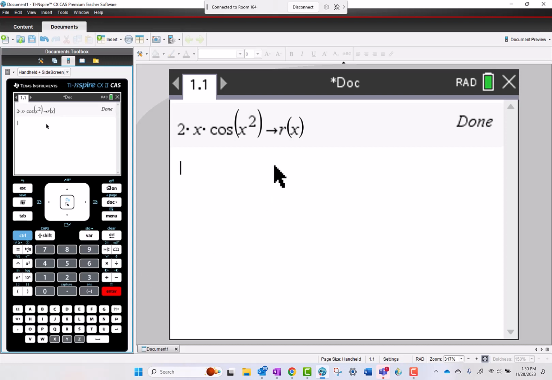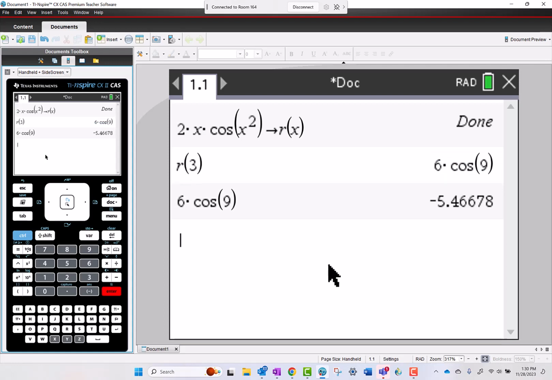Now, if I want to access this, I just go R. See how it's bolded now? Of, and I needed R of 3, didn't I? Yeah, I need R of 3. And I would rather have a decimal approximation than that number. So Control Enter, and there's my negative value. We just showed that.